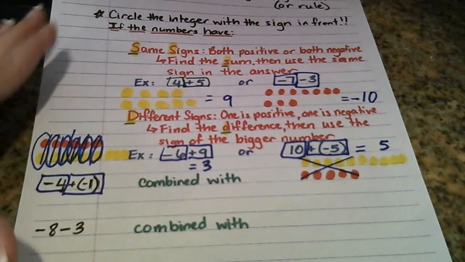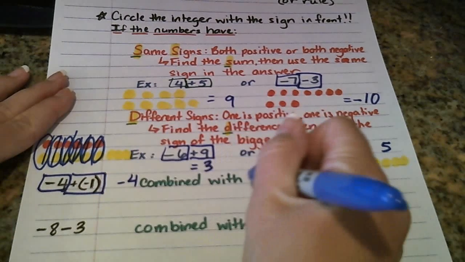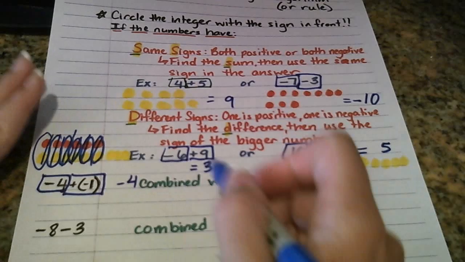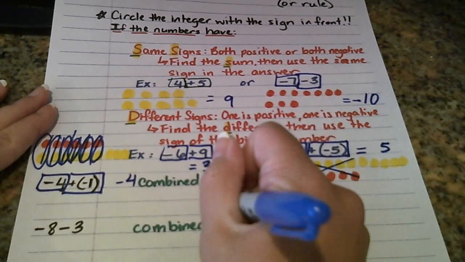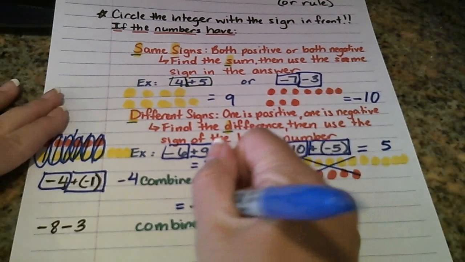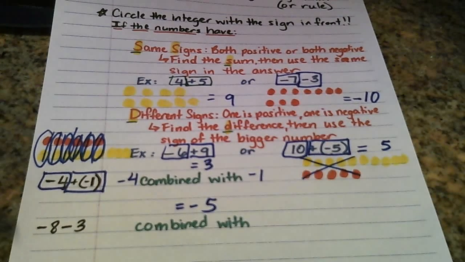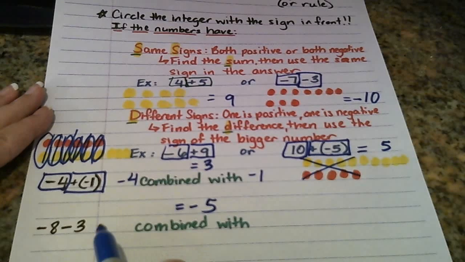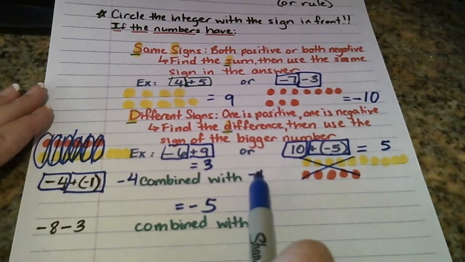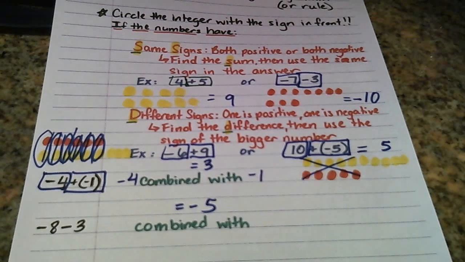So you're asking yourself, do I have same signs or do I have different signs? Well, the 4 and the 1 have the same sign out in front. They're both negative. So I'm going to take the sum of the two numbers. The sum of 4 and 1 is 5, and then I'm going to use the sign of the numbers, which is negative. In terms of colored chips, that's 4 red chips combined with 1 more red chip. So they're all red chips, and you're going to have 5 total.